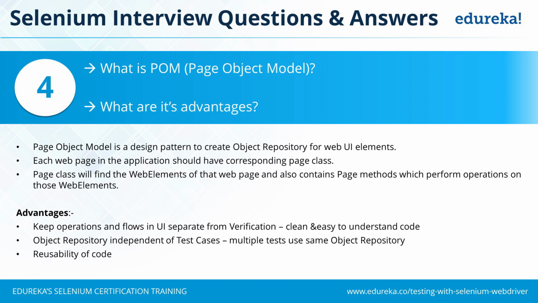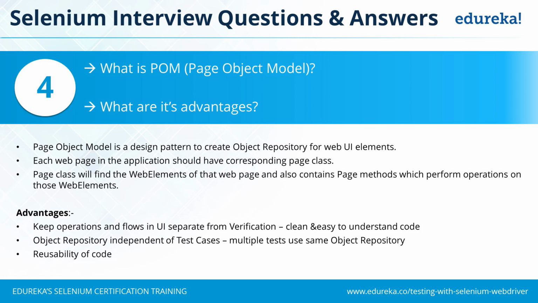Then each web page in the application should have a corresponding page class. So what we try to do is each web page of the application should have a class in the code. That means we can create objects in that class, and then those objects can be utilized by any of the tests which need that object. The page class will find the web elements of that web page and also contain page methods which will perform operations on those web elements. So the page class will contain the page objects, and the page methods will be able to perform operations on these page objects.